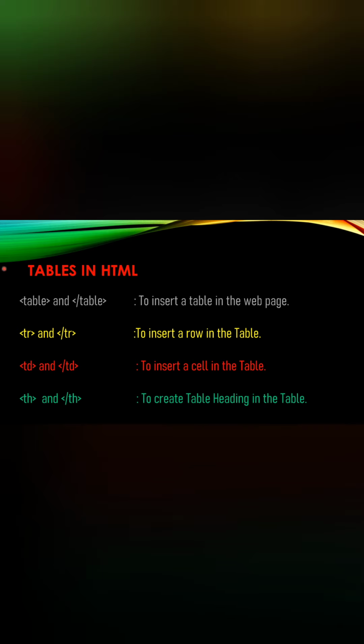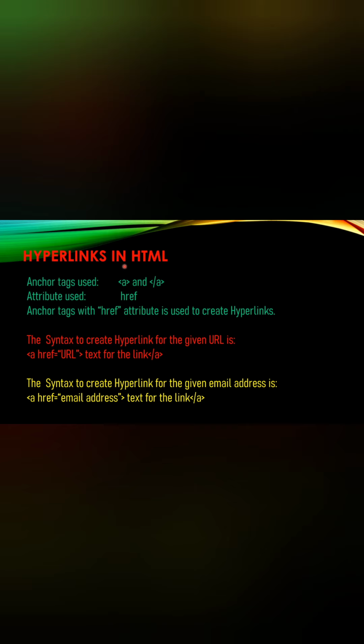Next, hyperlinks in HTML. Hyperlinks are the text strings or images on a web page. If we click on that text string or image, it will lead you to another web page. So we are using anchor tags along with the href attribute to create hyperlinks. The a tag is used to represent the anchor tag, and the attribute used to create a hyperlink is href, hyperlink reference. So anchor tags with href attribute are used to create hyperlinks.